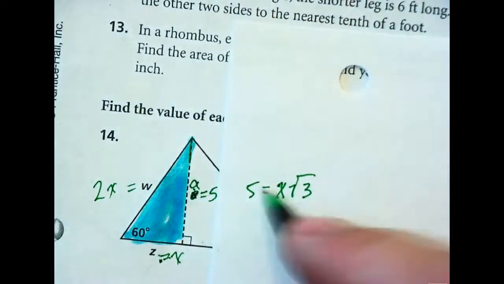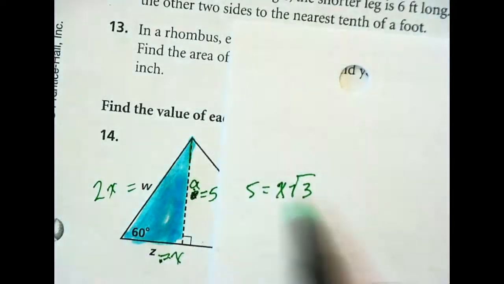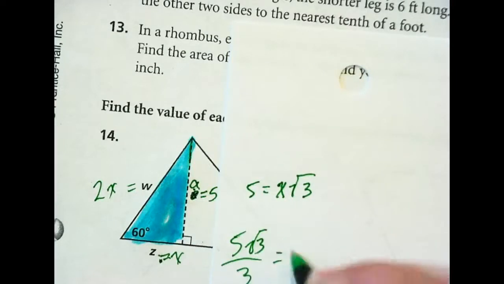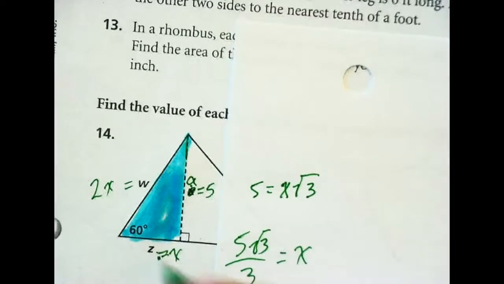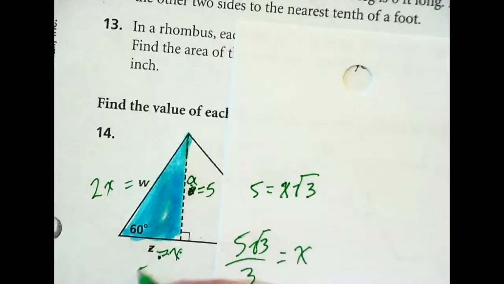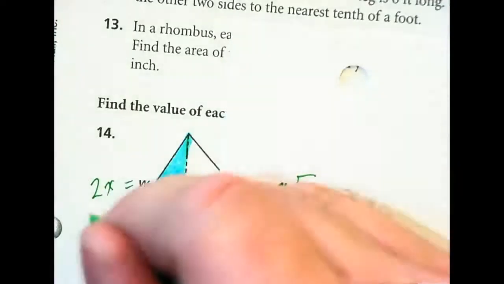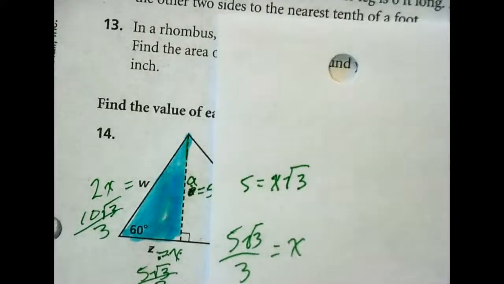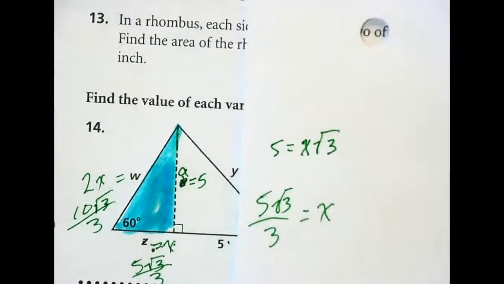Okay, so 5 equals x root 3, so that's going to be 5 root 3 over 3 equals x. So that means this right here is 5 root 3 over 3, and this is twice that, or 10 root 3 over 3. Okay? Good. Other questions?